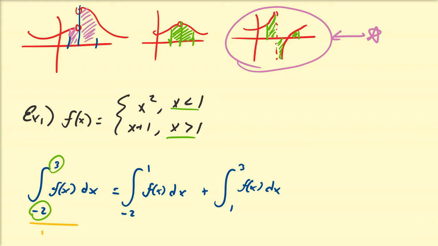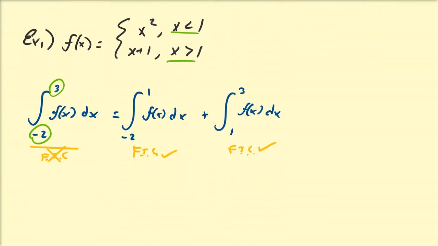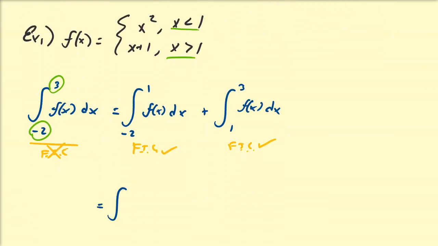We cannot apply the fundamental theorem of calculus to the whole integral, but it applies to the first and second integral because f is continuous on the interval -2 to 1, and it is continuous on the interval 1 to 3. So from here we can say this is the integral from -2 to 1 of f of x. So f of x on this interval is going to be all values less than 1, which is x squared dx, plus the integral from 1 to 3, and f of x is defined to be x plus 1 on that interval as well.